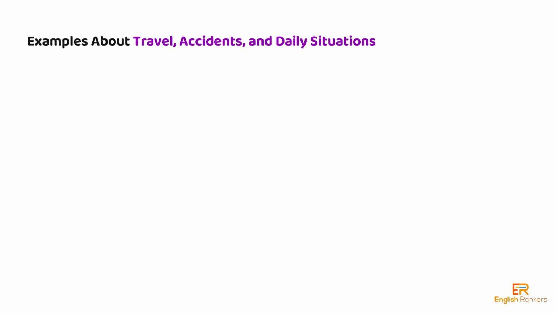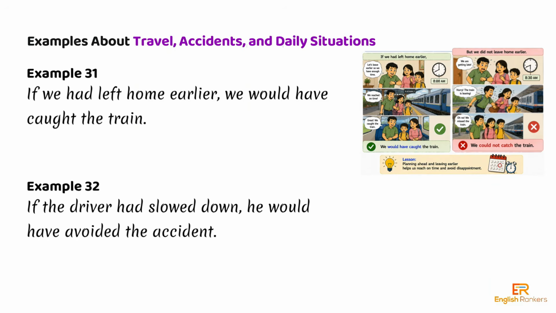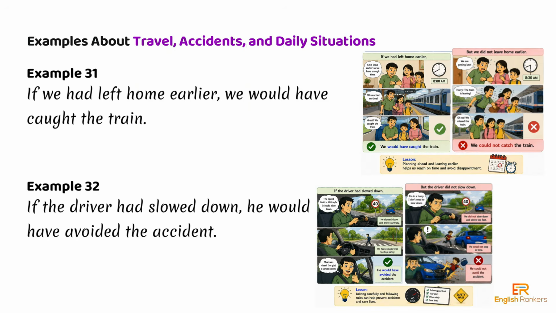Examples about travel, accidents, and daily situations. Example 31. If we had left home earlier, we would have caught the train. We left late, so we missed the train. Example 32. If the driver had slowed down, he would have avoided the accident. The driver did not slow down, so the accident happened.